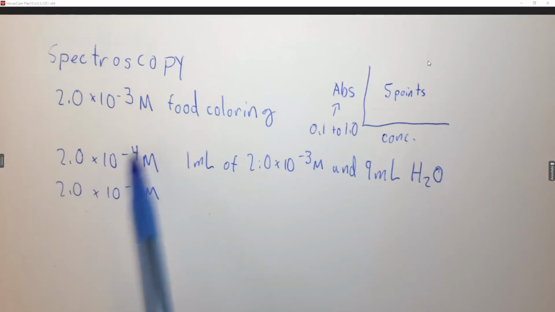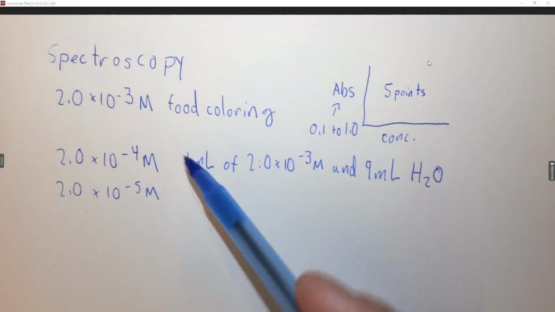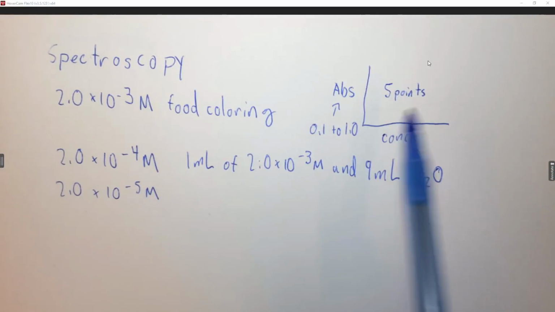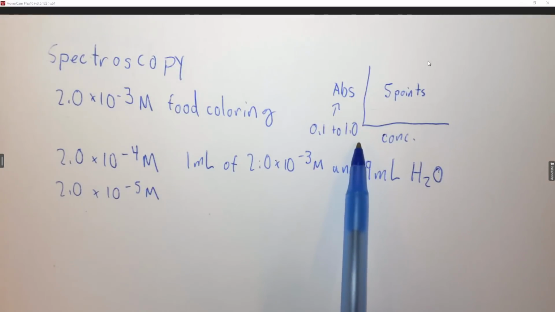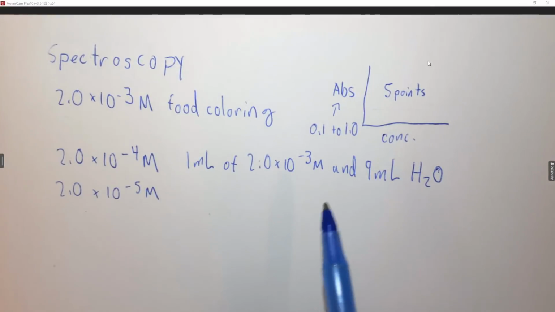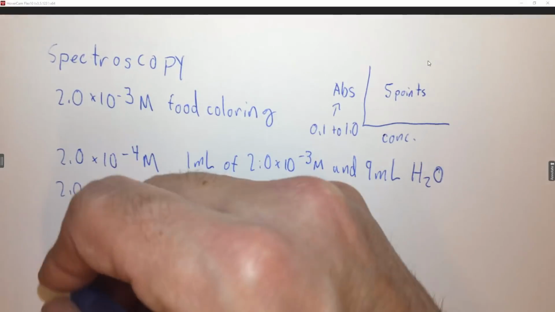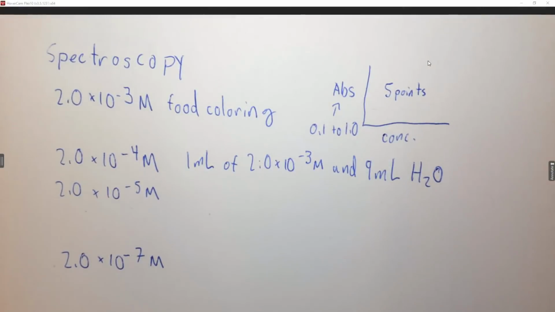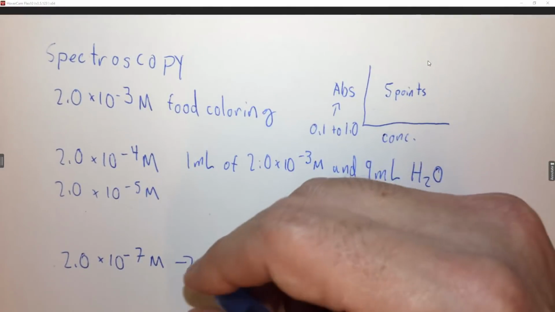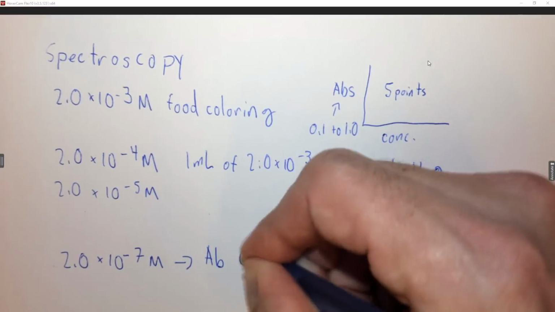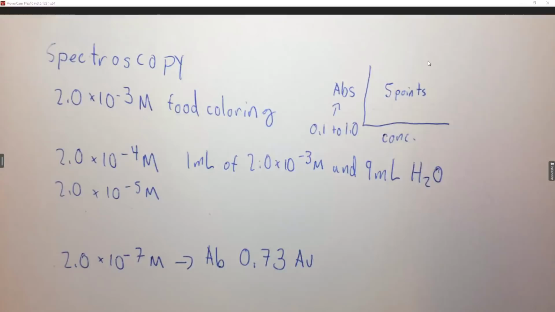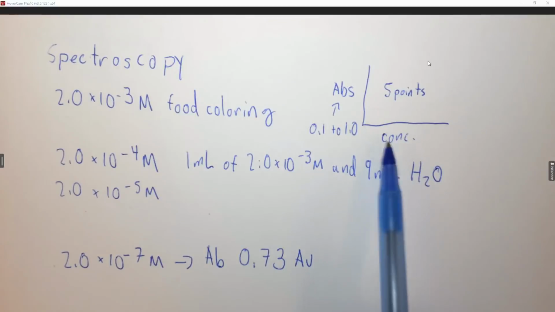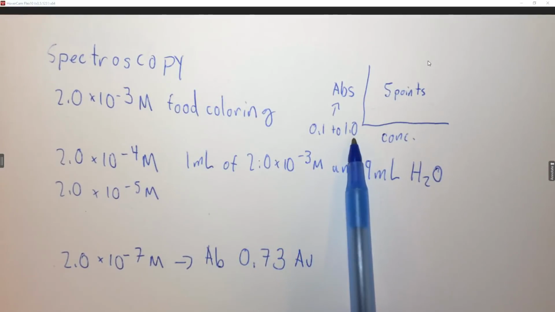Each of these times, measure the absorbance of these solutions. Remember to blank the spectrophotometer, measure the absorbance, find lambda max, and look for something that's between 0.1 and 1. Now, as an example, and this is not a true example, if, for example, you found that 2 times 10 to the minus 7 molar food coloring gives you an absorbance of 0.73 AU, this would be some information that you could obtain by empirically determining what concentrations you should use to give you absorbances between 0.1 and 1.